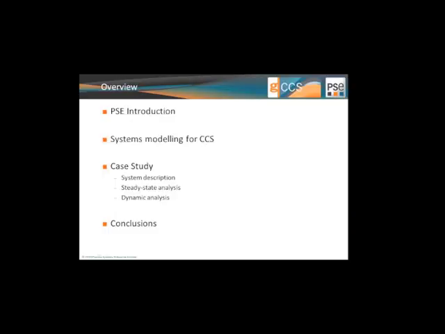I'd like to start with an introduction to PSE, and I promise this will be a very brief introduction, and then I will move on to provide you with some background information into the activities in CCS and Process Systems Enterprise and the role of system modeling for accelerating deployment of CCS at a commercial scale. I will then introduce the Energy Technologies Institute-funded CCS System Modeling Toolkit project, and will then move on to present the results of a case study for an integrated CCS chain. We'll look into both steady-state and dynamic analysis of the chain. Finally, I shall provide some concluding remarks.